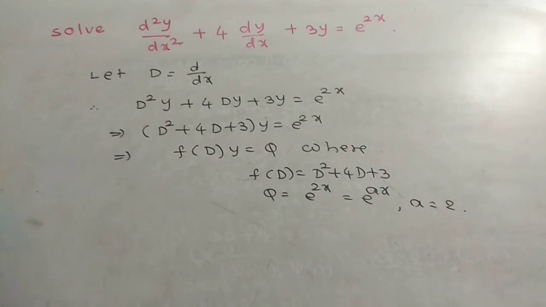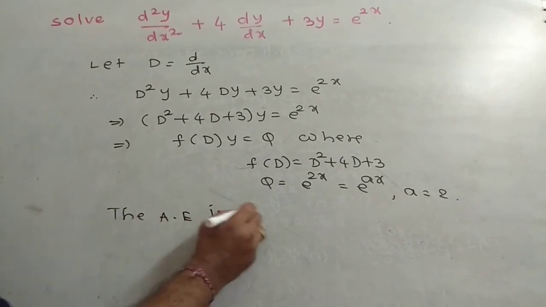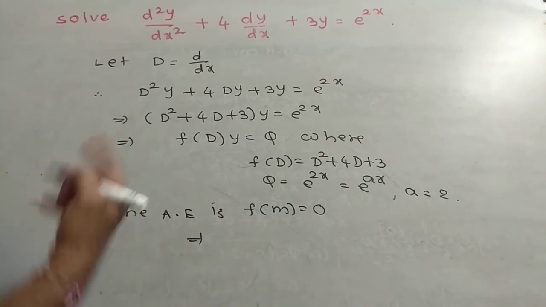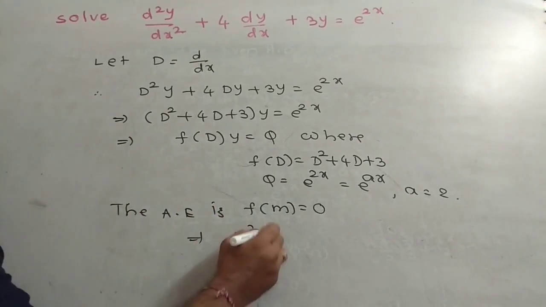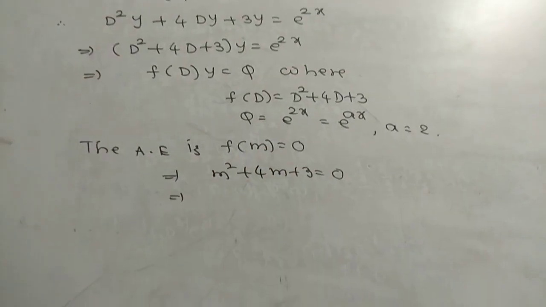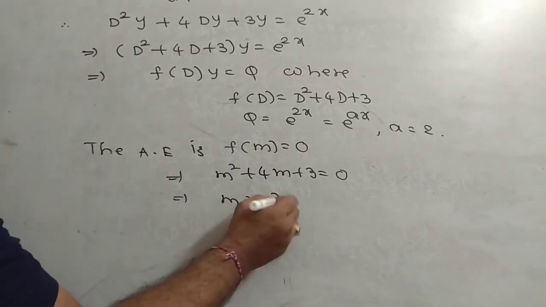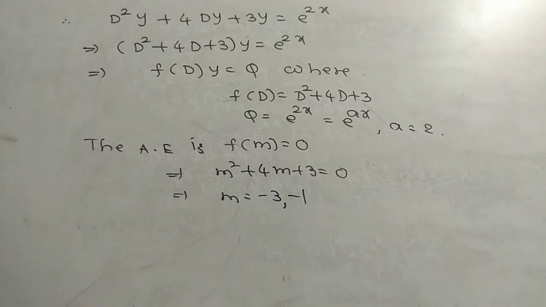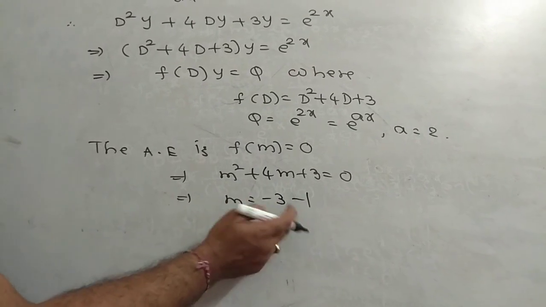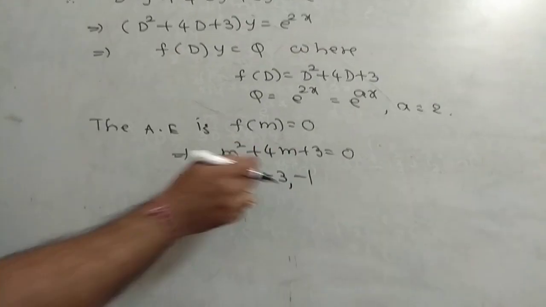Once it is represented in the symbolic form, now you write the auxiliary equation. What is the auxiliary equation? f of m equal to 0. That means in your f of D, D is replaced by m, so m square plus 4m plus 3 equal to 0. If you want, you can use your calculator to get the values. How many values do you get? 2 values, minus 3 and minus 1. You can use your calculator to get the values directly. Look at the roots. Are they real or complex? Both are real and distinct.